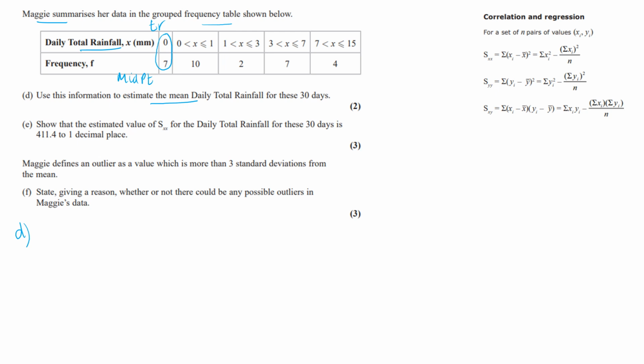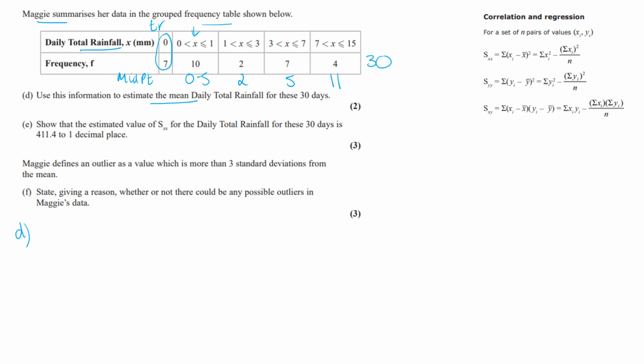So halfway between 0 and 1 is going to be 0.5, and the next one's going to be 2, and then 5, and then 11. Yep. And what we need to do is add up all the rainfall and divide by how many we have. Well, it was 30 days. We can see that if we add up the frequency.